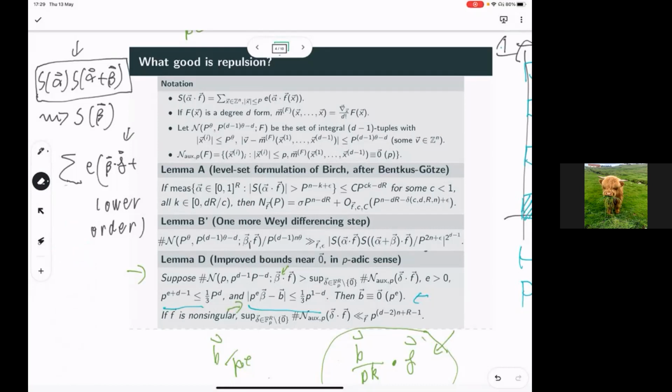So I hope that makes some sense. And this argument, as I say, is in my Inventiones paper somewhere, if one wants to look at how exactly it operates.